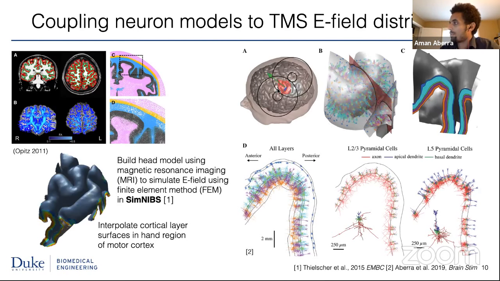population model here focusing on M1 and the hand knob region. This is the canonical omega hand knob representation, or hand representation. And you can see the same neuron models now represented in all the layers. The key thing with positioning these models is that we've aligned the somatodendritic axis with the cortical normal vector, which matches the histology. And you can see here some pullouts of the layer 2, 3, and layer 5 pyramidal cells with the axons in red, the apical dendrites in blue, and the basal dendrites in green.